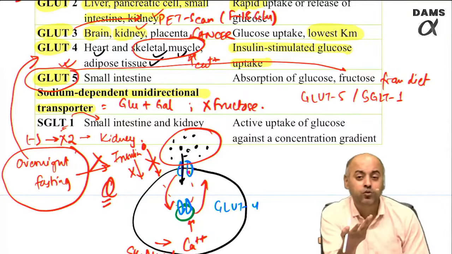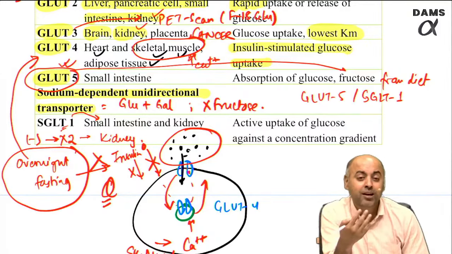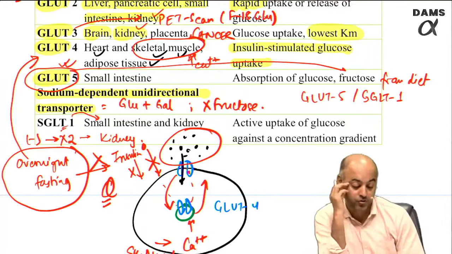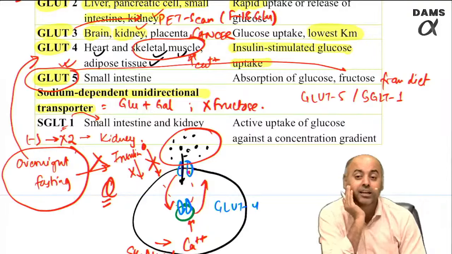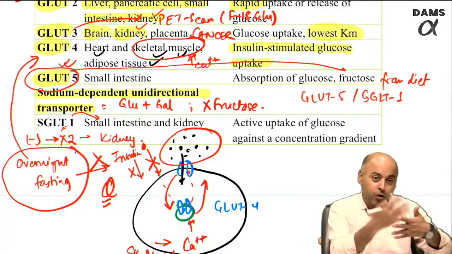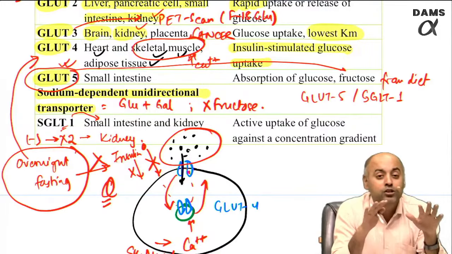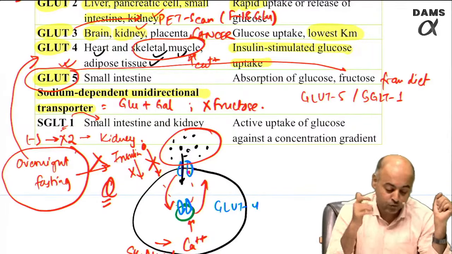So gliflozin, the new class of drugs, the dapagliflozin, empagliflozin, these are the drugs which are SGLT2 inhibitors. SGLT2 is primarily present in the kidney, and when you block it, the reabsorption of glucose will start getting affected. Glucose levels can fall in patients of type 2 diabetes mellitus.